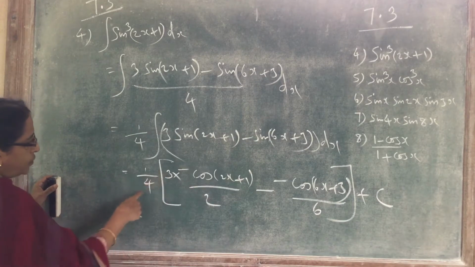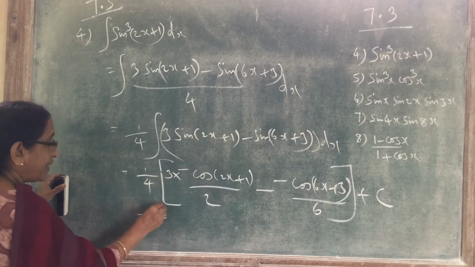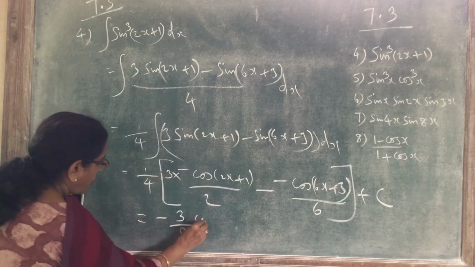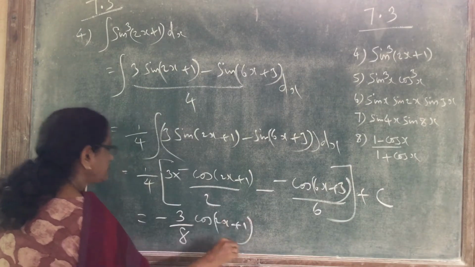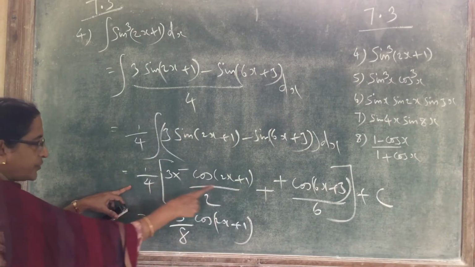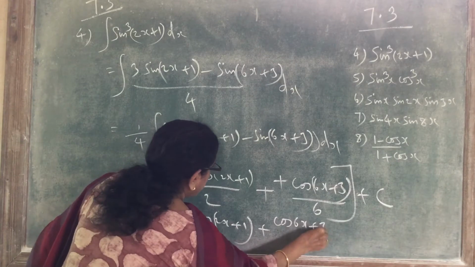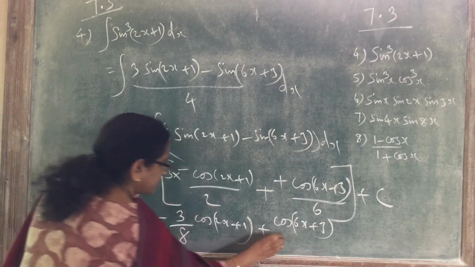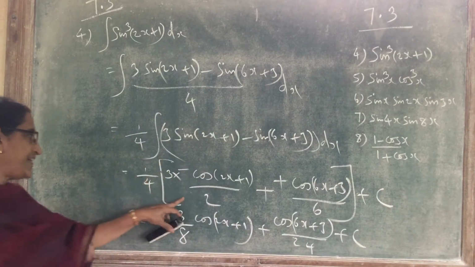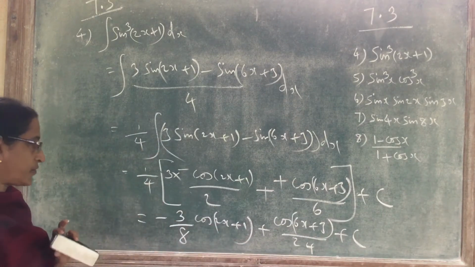So now open the bracket. 1 by 4 into 3 by 2, so minus 3 by 8 cos (2x plus 1). Then 1 by 4, this minus into minus is plus, 1 by 4 into 1 by 6, that is plus cos (6x plus 3) divided by 4 into 6, 24, plus C. So that is the answer: minus 3 by 8 cos (2x plus 1) plus cos (6x plus 3) by 24. That's the answer.